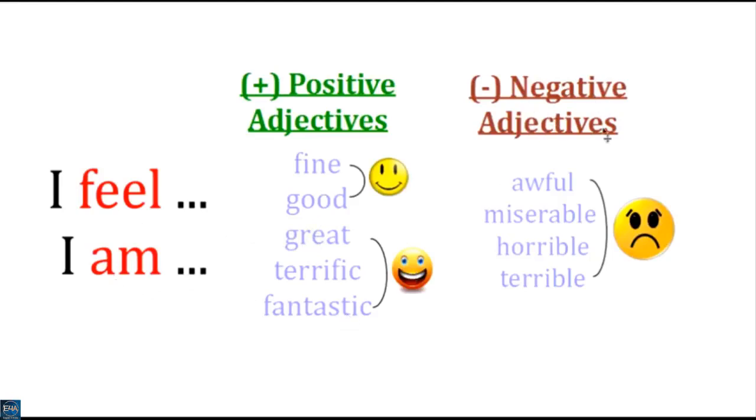The negative adjectives are things like awful, miserable, horrible, terrible. All of these are negative adjectives when we do not feel good. We also use feel and the verb to be with these adjectives. For example, I feel awful, or I feel horrible, or I'm miserable, or I'm terrible. So these are other adjectives, both positive and negative, to describe how we feel. Very good.